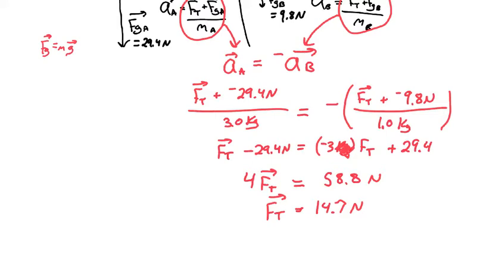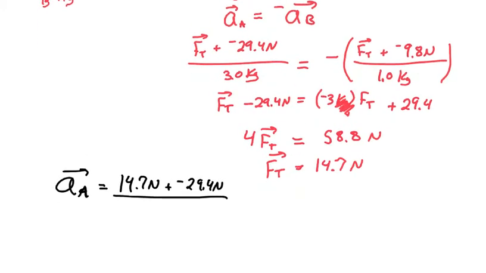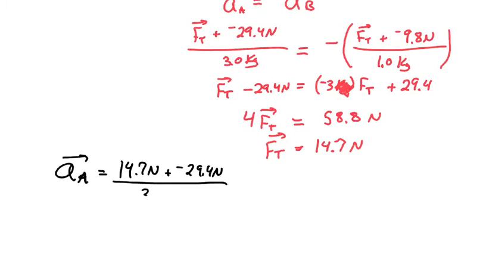So we'll do acceleration for A. Okay, there we go. Equals Ft, that was 14.7 newtons, plus a negative 29.4 newtons, divided by 3 kilograms. And so we get acceleration for A equals 14.7 minus 29.4 divided by 3, and that's negative 4.9 meters per second squared.